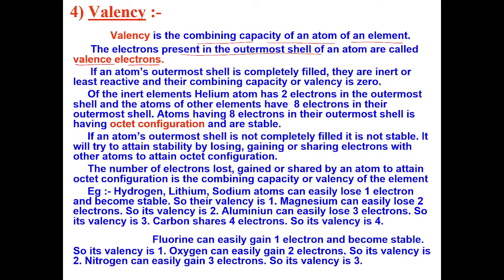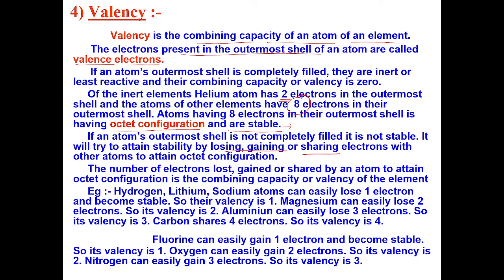According to the octet rule, an atom has the capacity of holding 8 electrons in the outermost shell, except the first shell. The first shell holds 2, and in all the others the outermost shell holds 8 electrons. When this condition is fulfilled, the element is said to have octet configuration and is considered stable in nature. Stable means it will not react, or reactions will be very little.